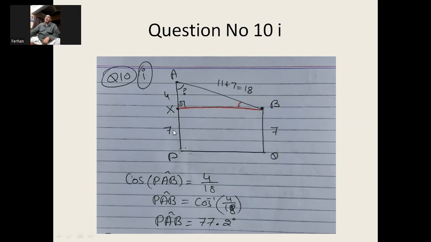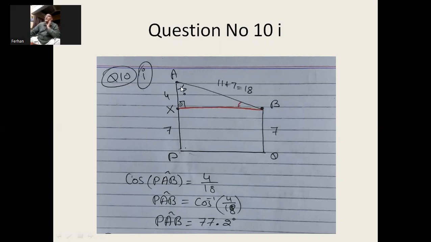This will be 4 because this whole thing is 11. This angle is questioned. This triangle here, AXP, is a right angle triangle. So now I know this side is 4 and I know this is 18. I want to know this angle. It's a right angle triangle.